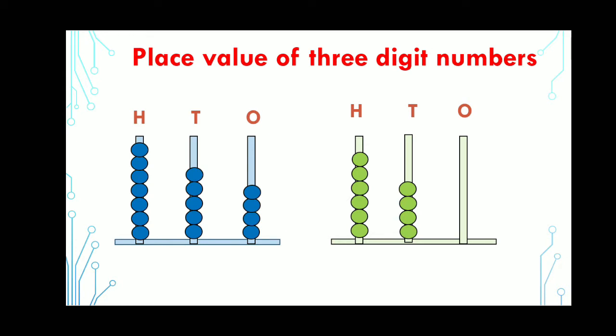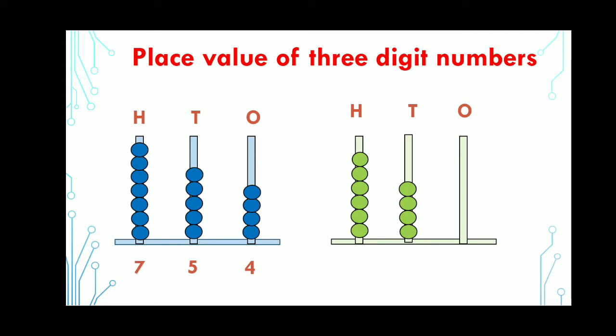So students, here you can see an example of a 3 digit number. This is an abacus and it shows a 3 digit number in hundreds, tens and ones rods. Let's count it. 1, 2, 3, 4. So there are 4 ones. And 1, 2, 3, 4, 5. 5 tens. And then 1, 2, 3, 4, 5, 6, 7. Yes, 7 hundreds are given.